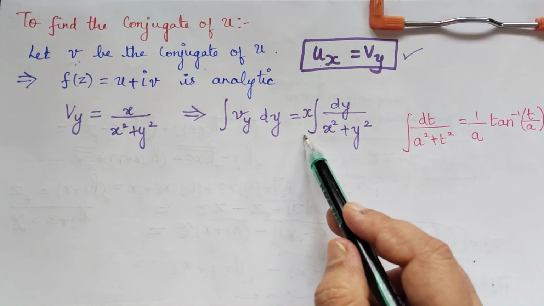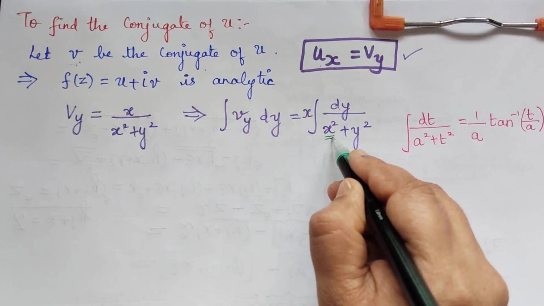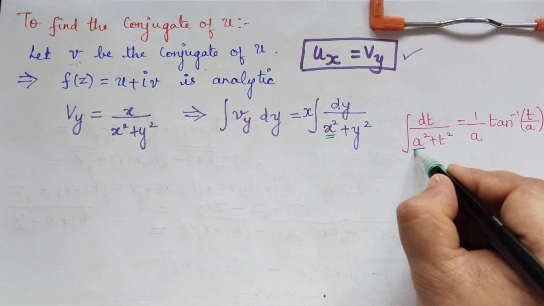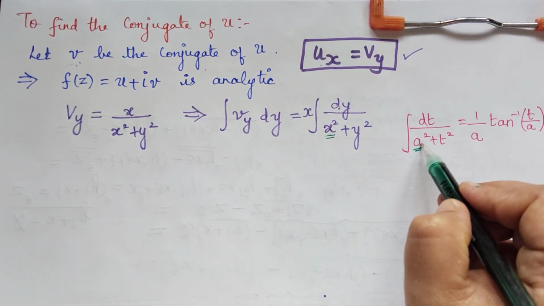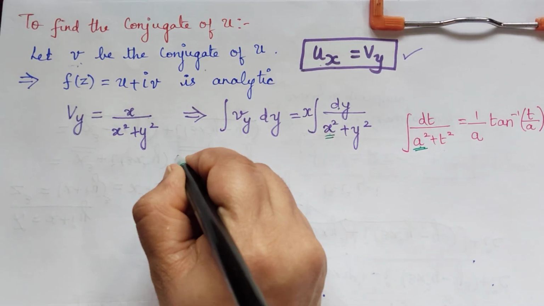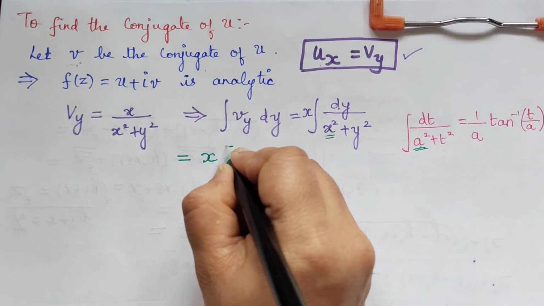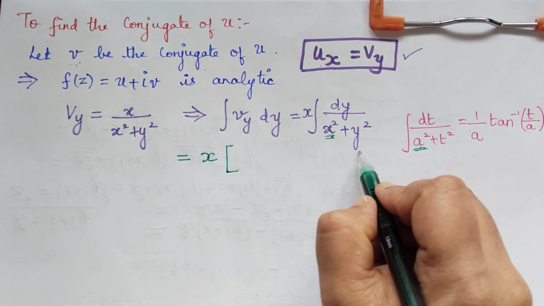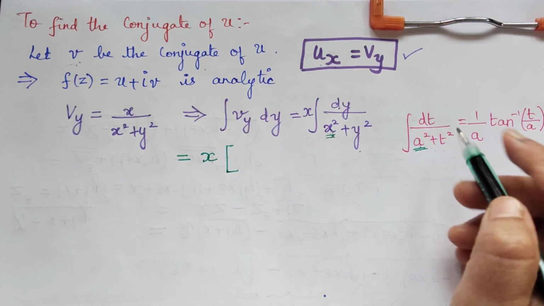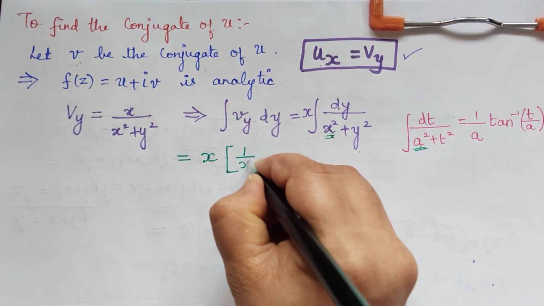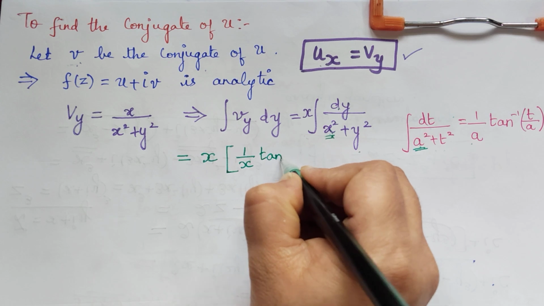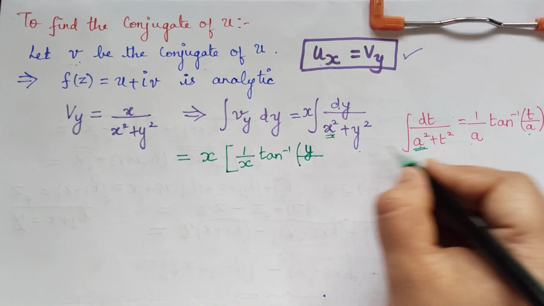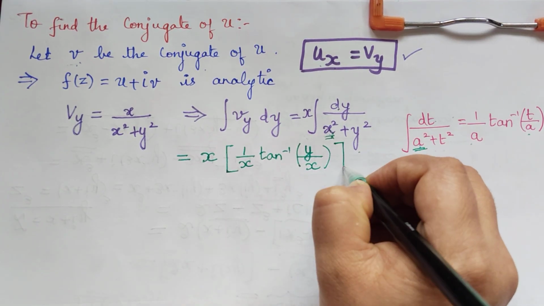Now making use of this formula over here, we see that x is a constant since we are integrating with respect to y. So when x is a constant, it is like a. So x is like a. So therefore x square is a square over here. So when we apply this formula, we get this to be equal to x multiplied with integral dy, x square divided by x square plus y square. It is like dt divided by a square plus t square, and so it will be 1 by x, and then tan inverse of, here at the place of t we have y, so y by a is y by x. So this is what we obtain.